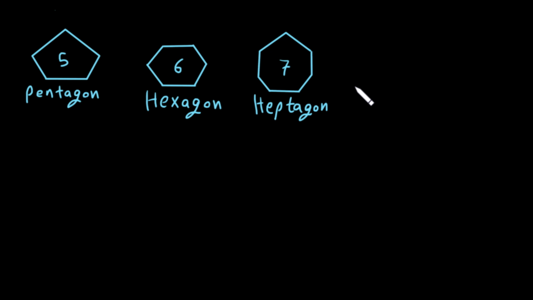If it's an 8-sided polygon, it's called an octagon, like this. 1, 2, 3, 4, 5, 6, 7, 8. So this is an octagon. Eight sides.